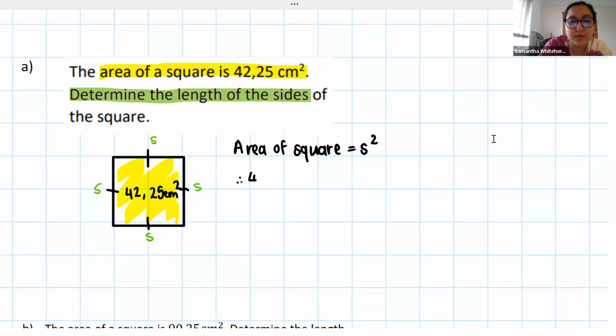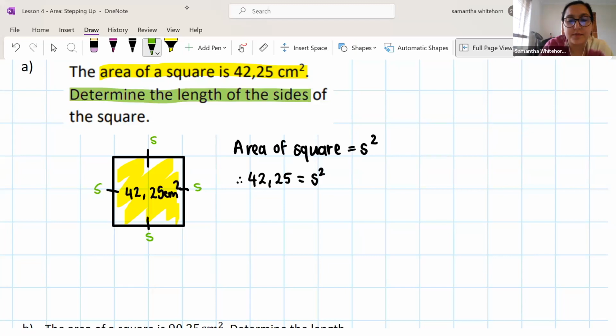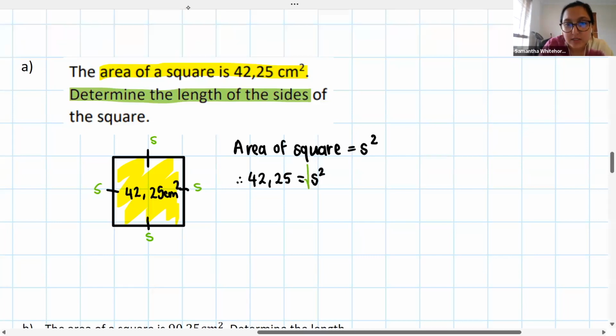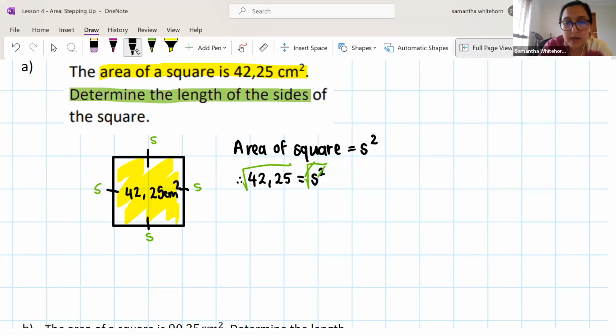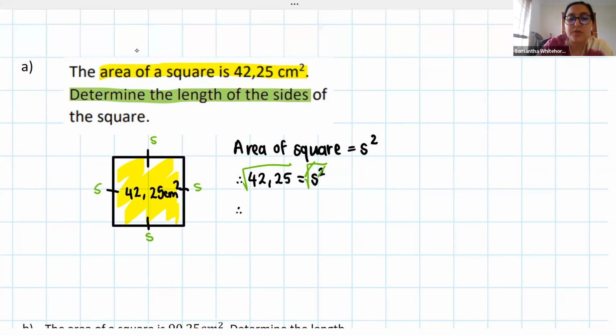Okay, so we know the area, so we can substitute that in: 42,25. We don't know what the side length is, but that's fine. We can solve for it because what we have is an equation. I want S, I don't want S squared, which means I'm going to square root both sides in order to get rid of the squared. And when I square root 42,25, I get 6.5 centimeters. So my side length here is 6.5 centimeters.